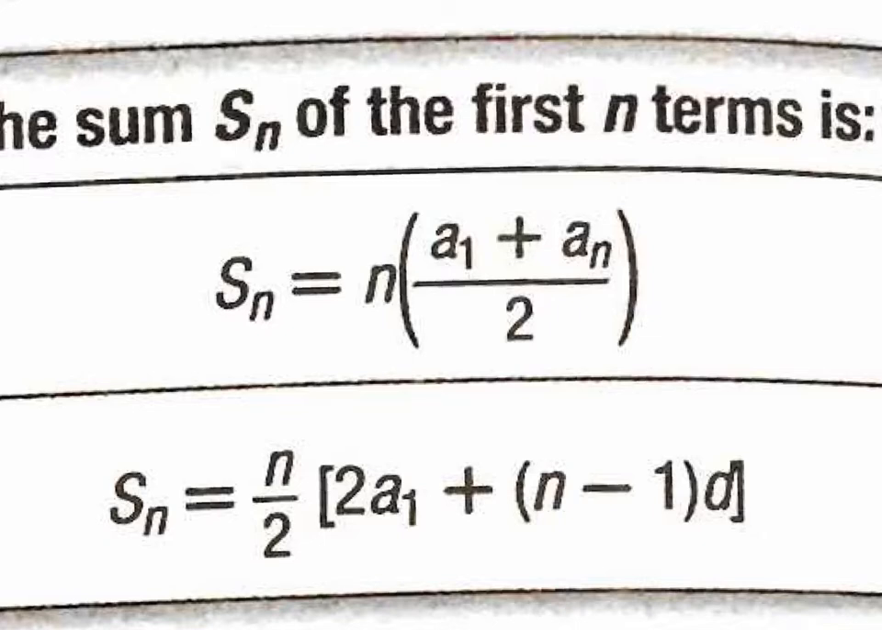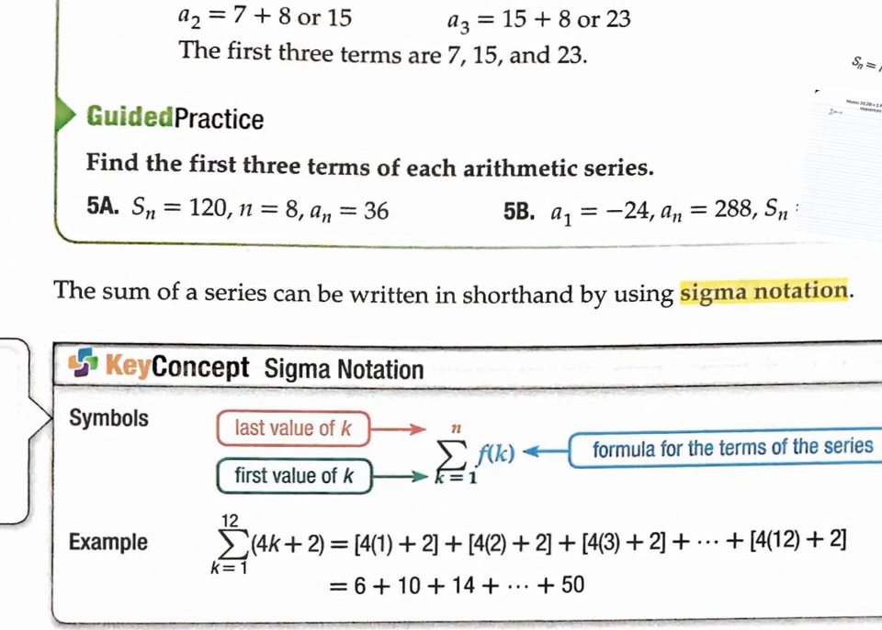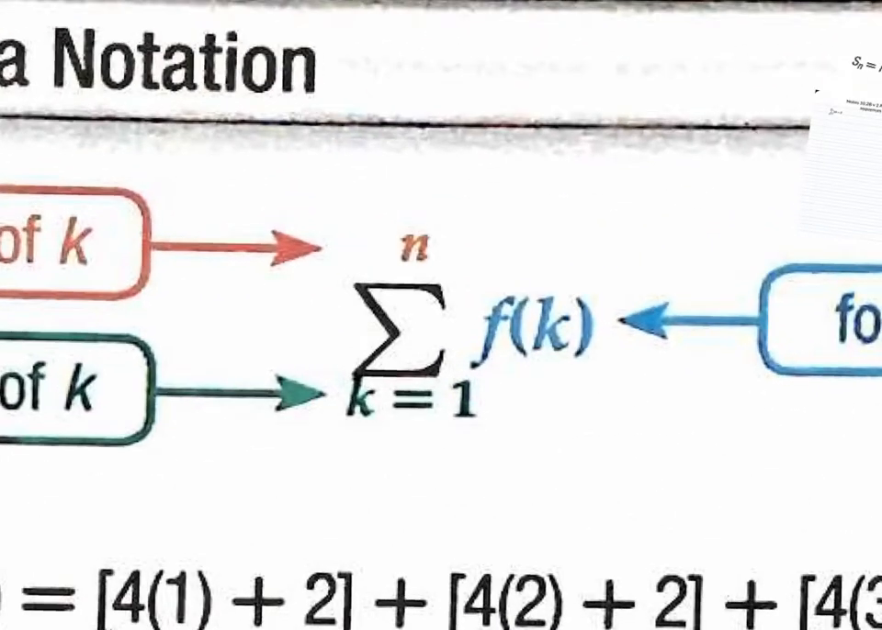Let's jump to today's important key concept, which is sigma notation. All right, let's understand the definition of sigma notation. It says the sum of a series, that's when we add up all the numbers, can be written in shorthand by using sigma notation. Ladies and gentlemen, this is sigma notation. It's that weird looking E, right? It's a Greek letter, a sigma, which means you're going to be adding up the list of numbers that you have.